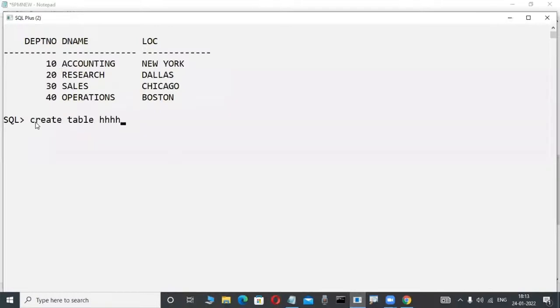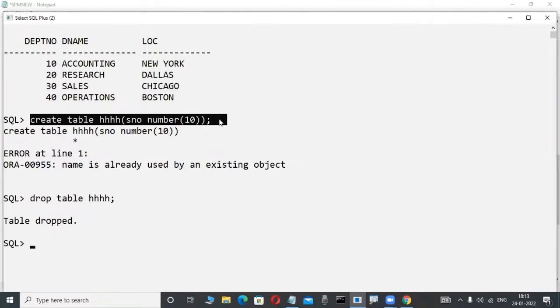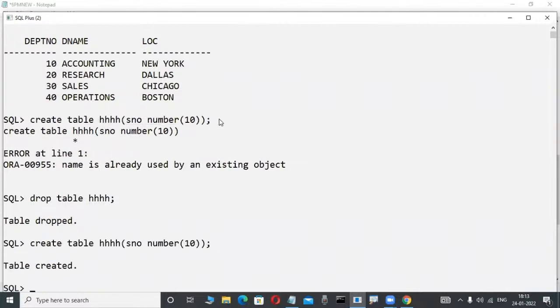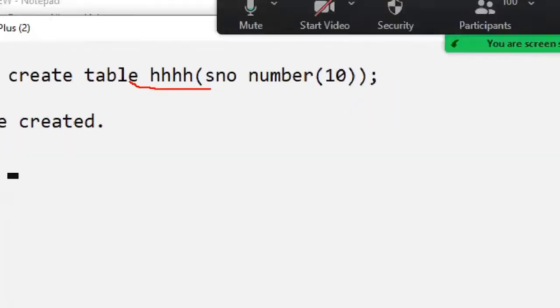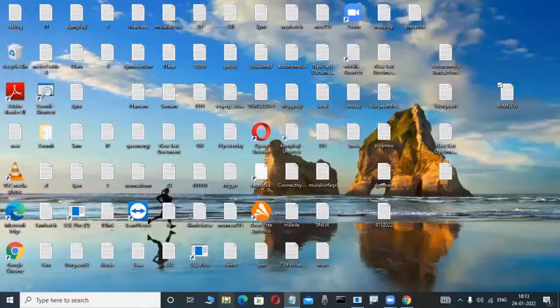Suppose I'm creating any table like this. Whenever I'm creating a table, observe here, these tables are already there. Now suppose I'm creating this table in my database. Whenever I'm creating a table, this is not visible in the operating system.